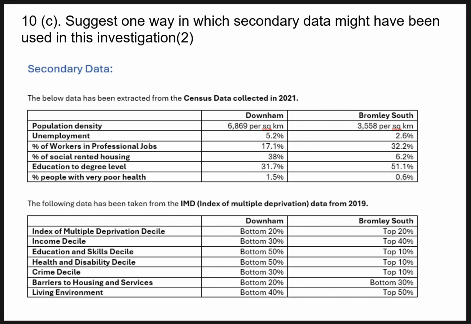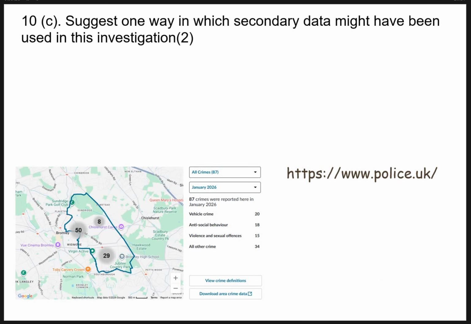Okay, so just to give you a learning point, this is some of the secondary data that we used in my school in South London. We're looking at Downham and Bromley. We looked at the census data and the IMD index of multiple deprivation. So some more recent data. So the question asks, suggest one way secondary data might have been used in this investigation.